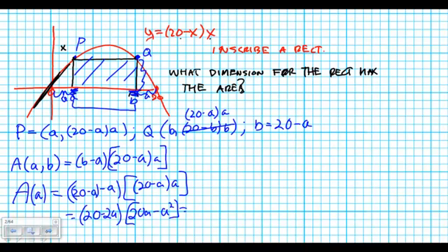FOIL. 20 times 20a is 400a. 20 times negative a squared is negative 20a squared. Negative a times negative a squared is positive a cubed. Wait, how is it 2a cubed? Oh, it's in minus a. I'm confused how you got that. Wait, I missed a term here.